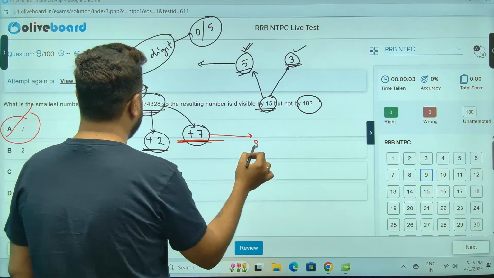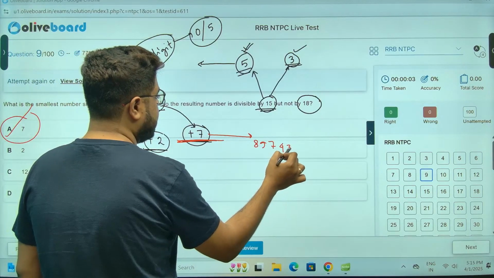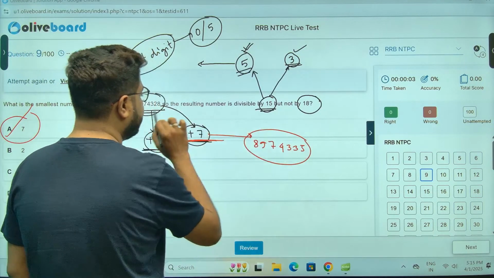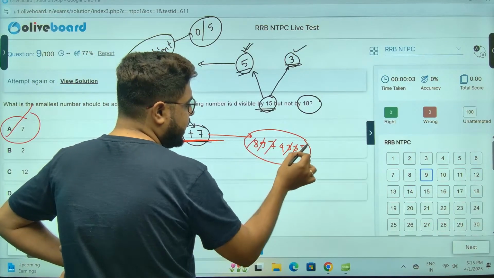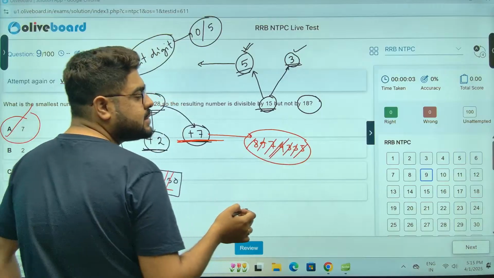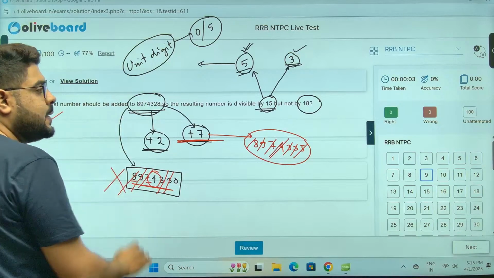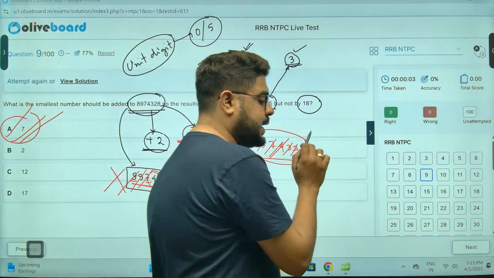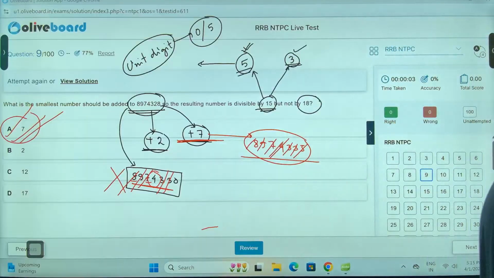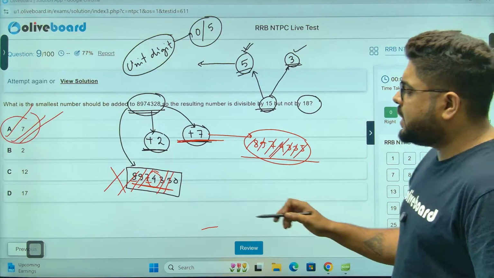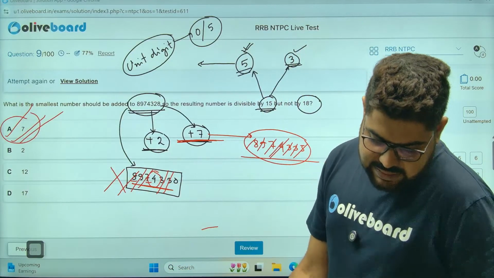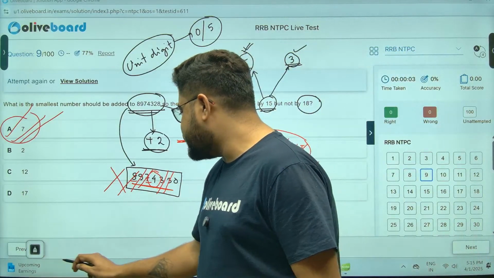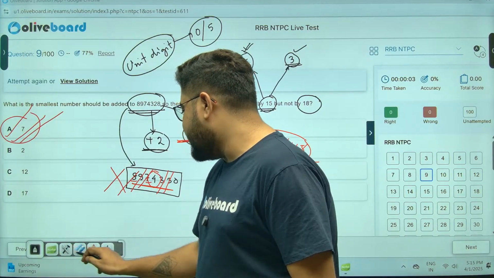8, 9, 7, 4, 3, 3, 5. If I add 7, 28 plus 7 is 35. Divisible. 5 and 4 are divisible. So 9 are divisible, no, sir? It's absolutely the answer is 7. And you see, this is not divisible by 9. Only divisible by 3, but not by 9. So absolutely 7 is the answer, sir. 7 has to be the answer.